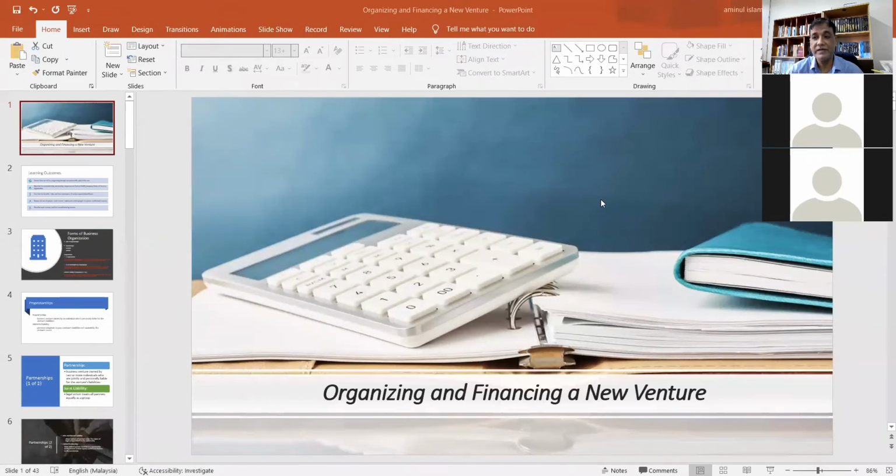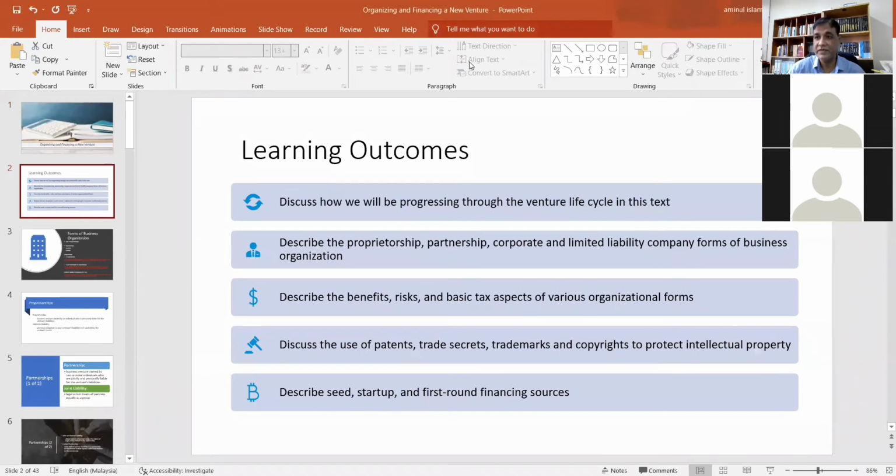So I'm going to focus more on organizing a new venture, since we had quite a detailed discussion on financing of new ventures in the first week's lecture. Okay, so these are the learning outcomes that I set for this week. For this session, you should be able to go through the venture life cycle.